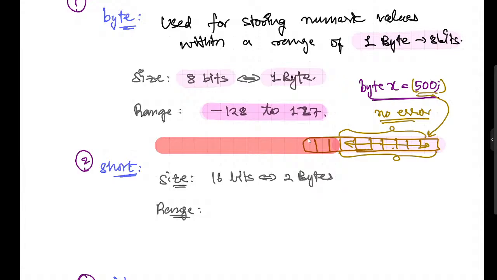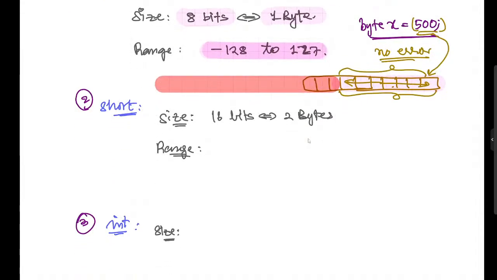And the next data type we have is short. The range of short is somewhere between minus 32768 to 32767. This is not a magic number that I'm telling you. There's actually a formula. So it is 2 bytes.